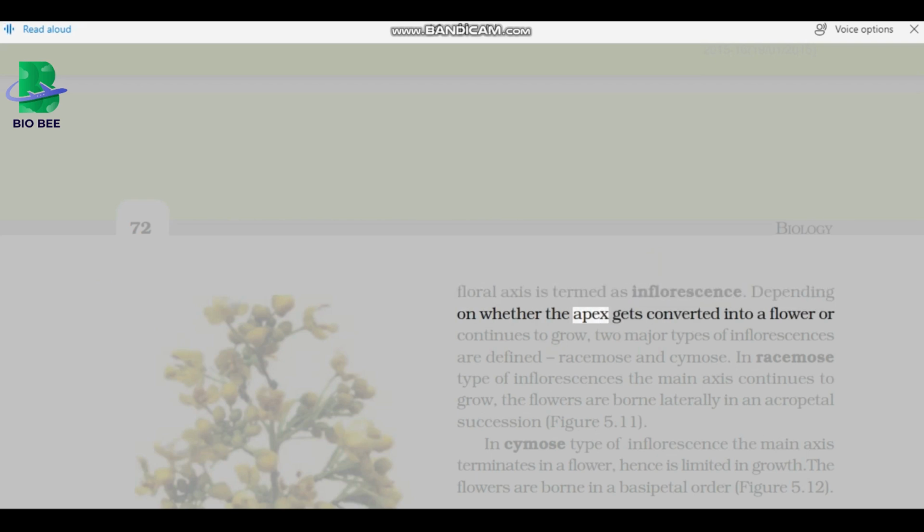Depending on whether the apex gets converted into a flower or continues to grow, two major types of inflorescences are defined: racemose and cymose. In racemose type of inflorescences, the main axis continues to grow. The flowers are borne laterally in an acropetal succession, figure 5.11. In cymose type of inflorescence, the main axis terminates in a flower, hence is limited in growth. The flowers are borne in a basipetal order, figure 5.12.